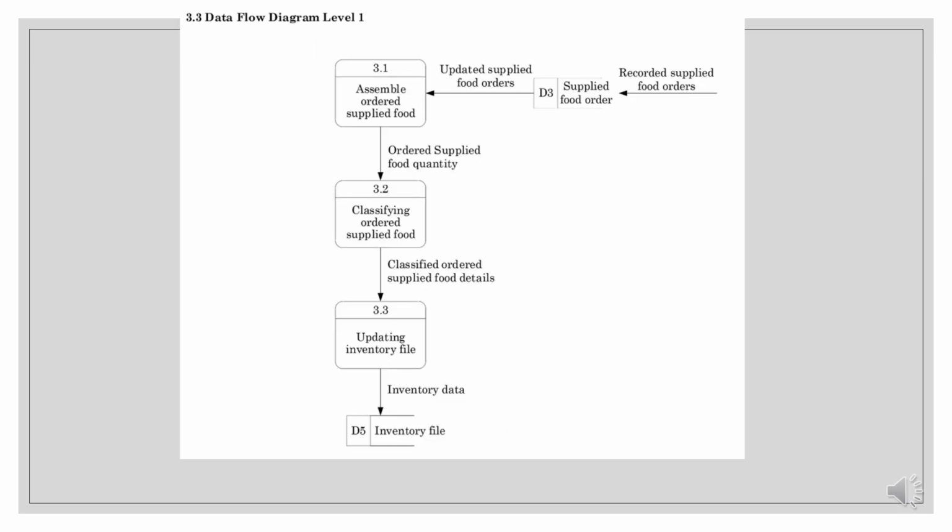From data flow diagram level 1, we can see recorded supply food order is the input of the database 3, and the output of the database 3 is update supply food order to the process 3.1, and the output of the process 3.1 is order supply food quantity to the process 3.2. The output of the process 3.2 is the classified order supply food detail to the database 3. The output of the process 3.3 is inventory data to the database inventory file.